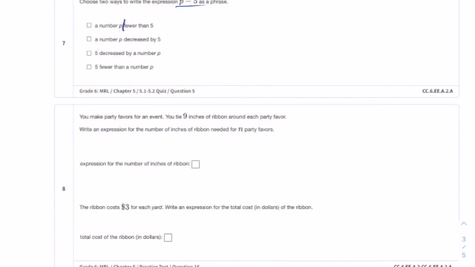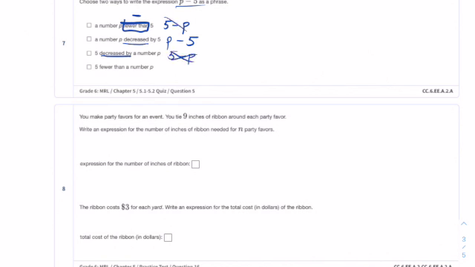So this one says fewer than, which does mean subtract, but fewer than also means flip the order around. Like if I think about 6 fewer than 11, that would be 11 minus 6, not 6 minus 11. So this one would be 5 minus P. A number P decreased by 5, so decrease means subtract, so that would be P, and then I decrease it, so minus 5, so that would just be straight up P minus 5. And then 5 decreased by P, so that would be, again, decreased is minus, and it stays in the same order, so 5 minus P.